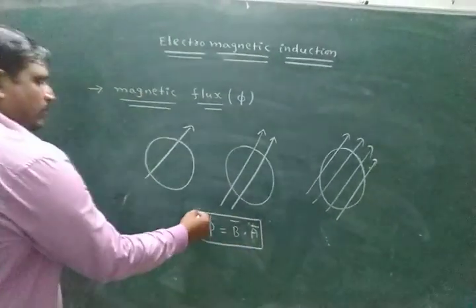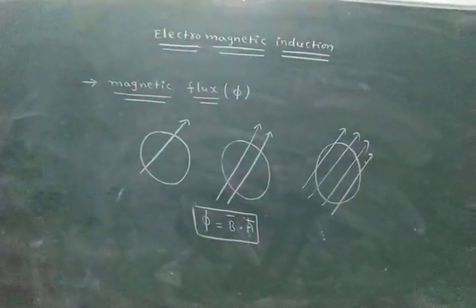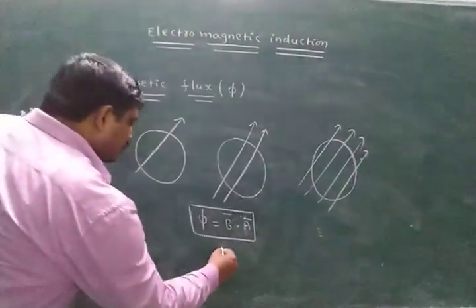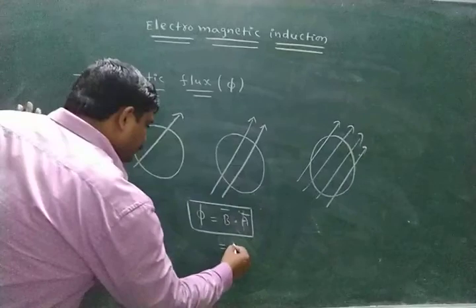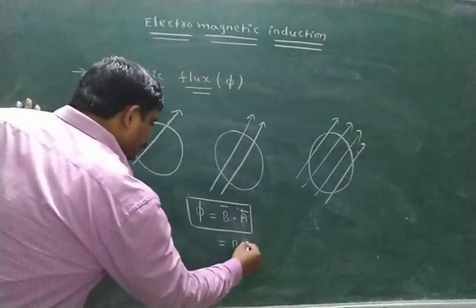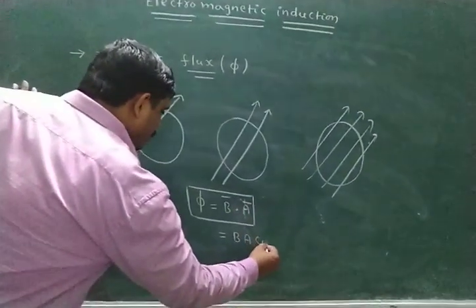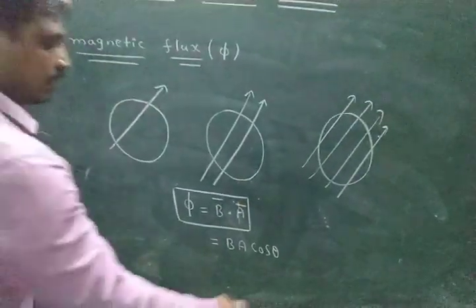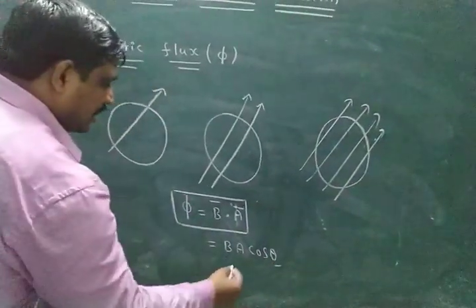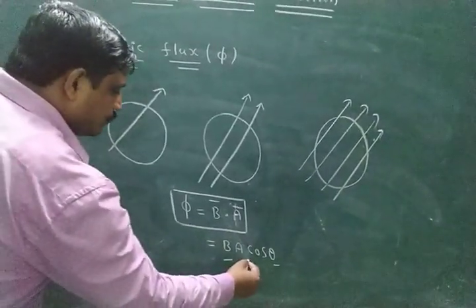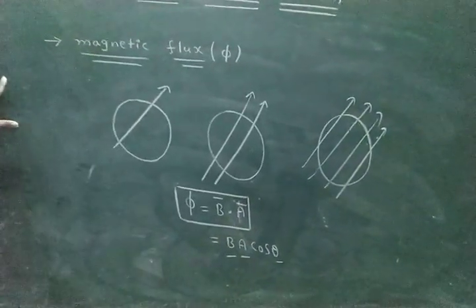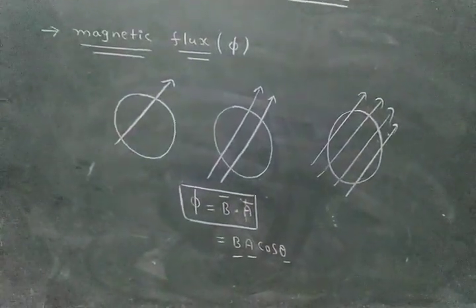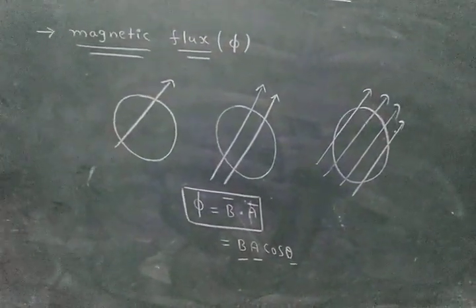This is the mathematical formula for magnetic flux. This is the dot product. Simply write it as B A cos theta. Here theta is the angle between B and A.